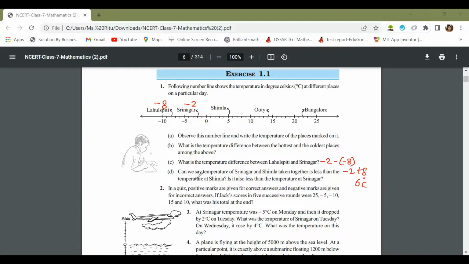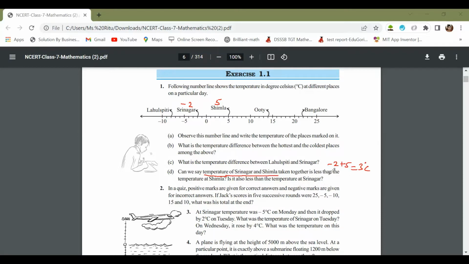Now the D part: can we say the temperature of Srinagar and Shimla taken together is less than the temperature at Shimla? Taken together means the addition of both. So let's first find the temperature of Srinagar and Shimla. You write: temperature of Srinagar and Shimla equals, Srinagar is -2 and Shimla is 5. So -2 plus 5, that is 3 degrees Celsius. This is the temperature of Srinagar and Shimla taken together.